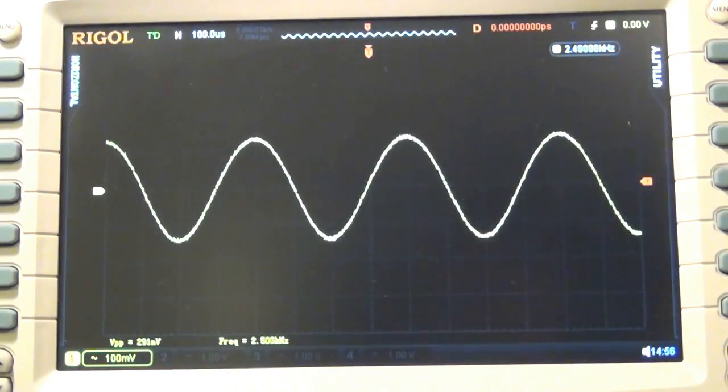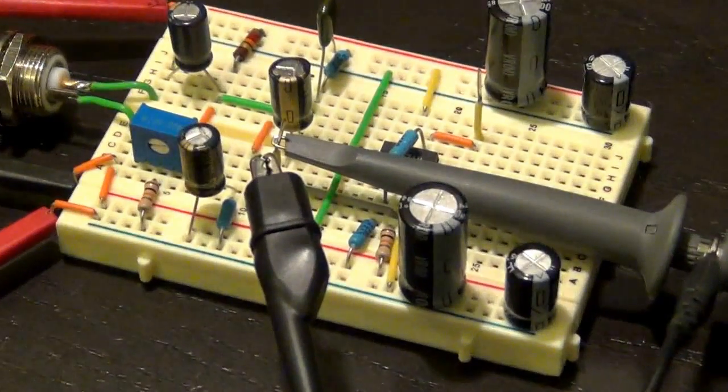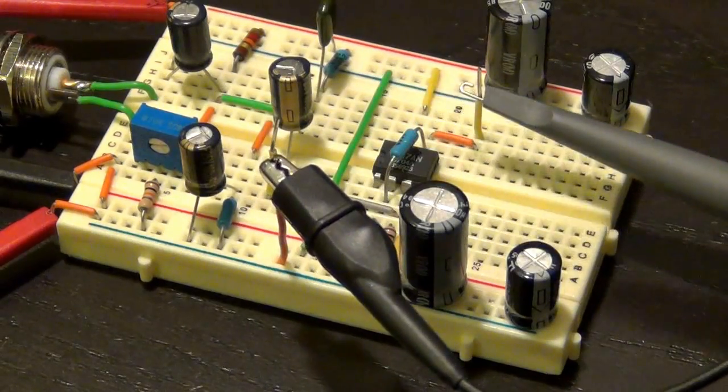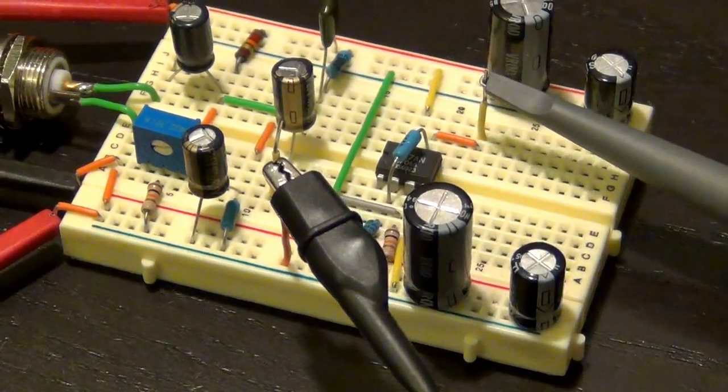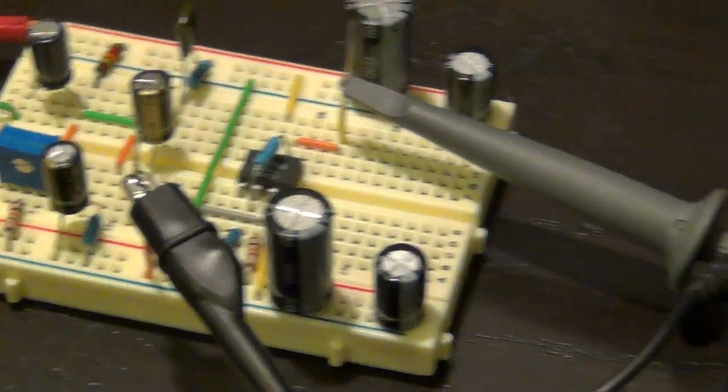And if I go to the output of the op-amp, right now I'm looking at the output of the bipolar device itself. The output of the op-amp is here. I expect the output of the op-amp to be twice as big, to have a gain of approximately 2 or so. So I'm going to take a look at that.